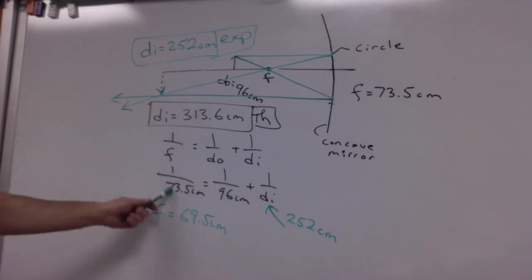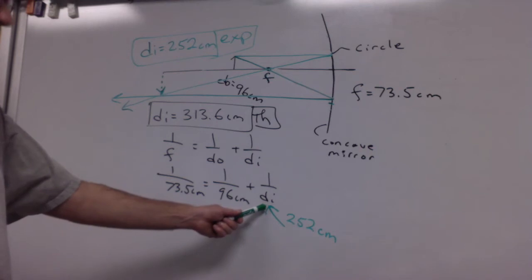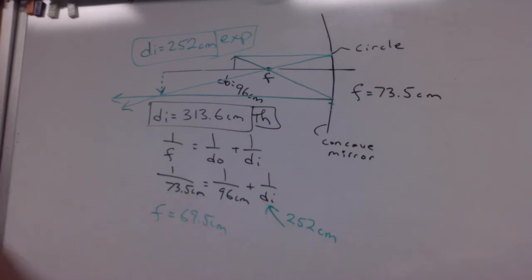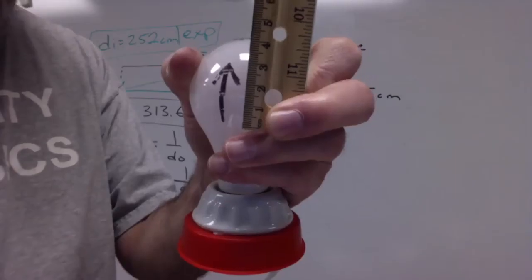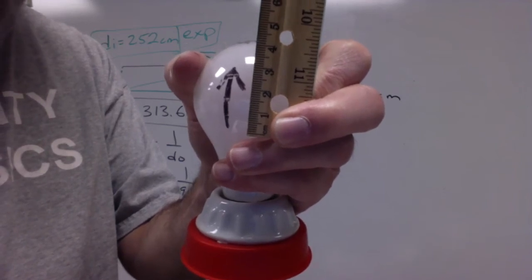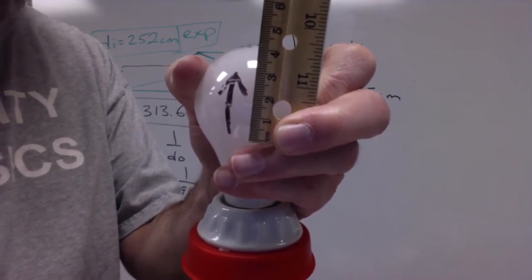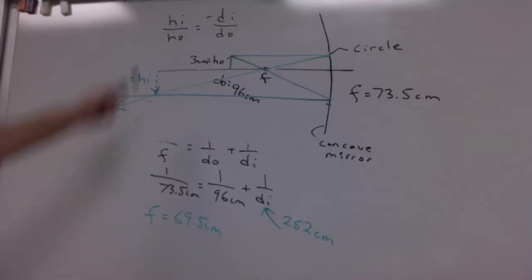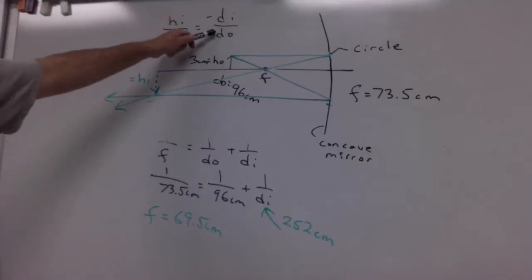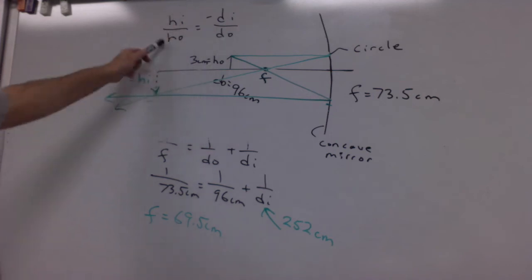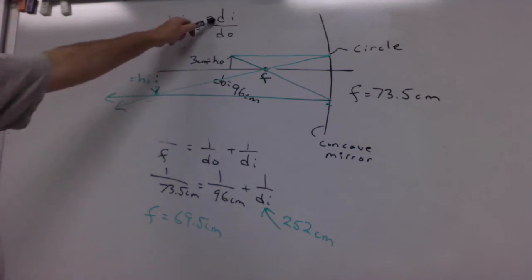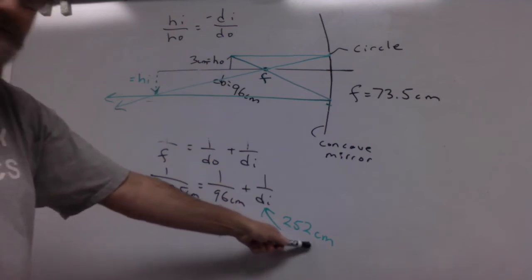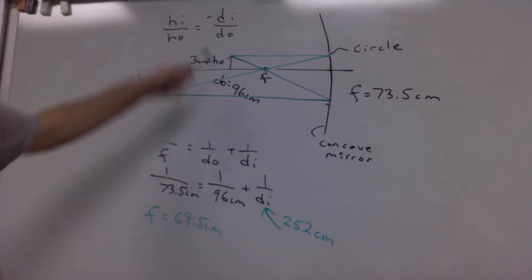So a small error in your focal length could end up resulting in a very large error in your distance to the image. Now we can check out the height of the object and the height of the image. I get about 3 centimeters for the height of the object. Using hi/ho equals negative di/do, we have 3 centimeters for the height of the object. The distance to the image, I'm going to use 252 centimeters. That's exactly what I measured.